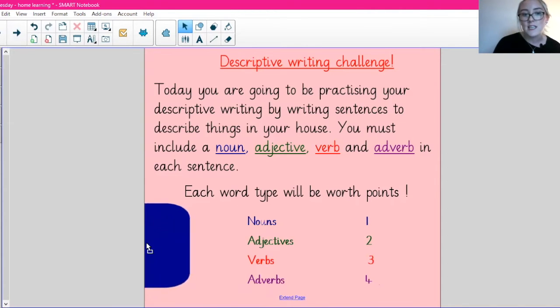So that means if you include a noun, that will be 1 point. Adjective will be 2 points. Verbs, 3 points. An adverb will be worth 4 points. So at the end, we're going to calculate how many points we got for each sentence, and then we can post them on DB Primary and compare our answers and our points with everybody else. So that'll be quite fun.